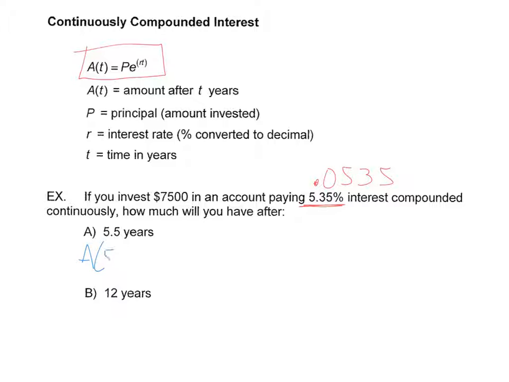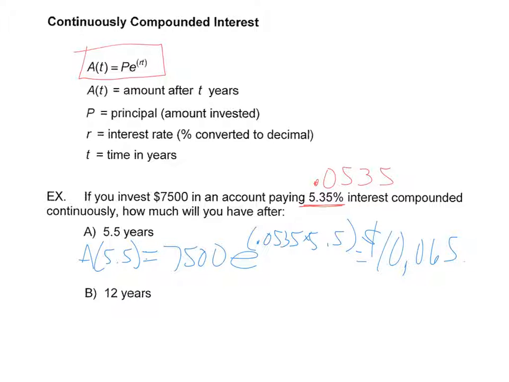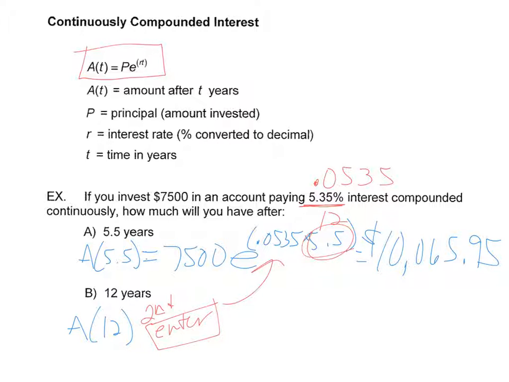The amount after 5.5 years is 7,500 times e to the power of 0.0535 times 5.5. And you just put all that in your calculator at once, and it comes out to be $10,065.95. And then when you have to do it again, to do the 12 years, if you just push second enter on your calculator, it'll call this entry back up, and you can just change your 5.5 to a 12 and not have to retype all that, unless you just want to. And it should come out to be $14,252.08.